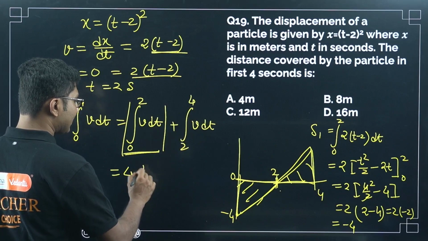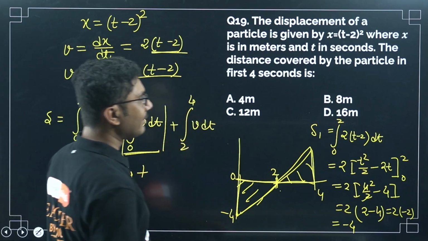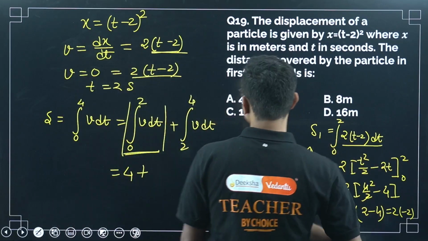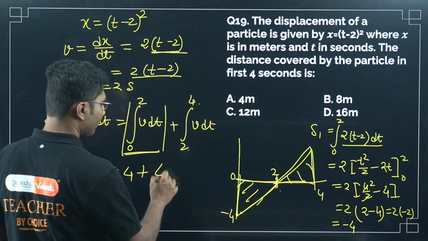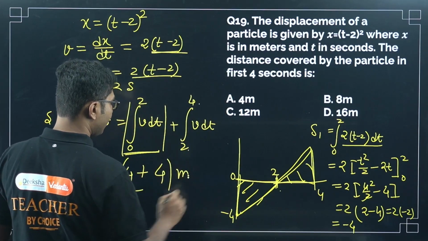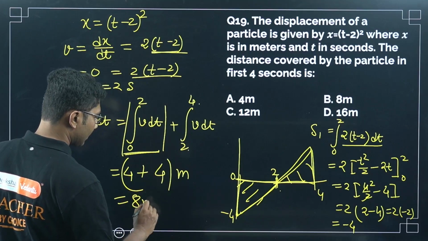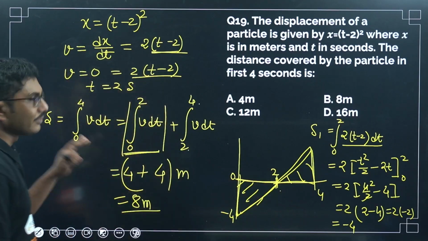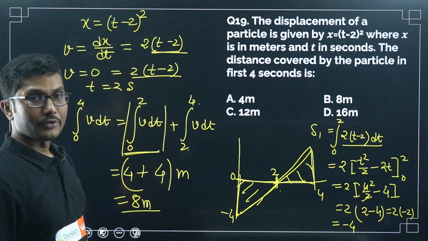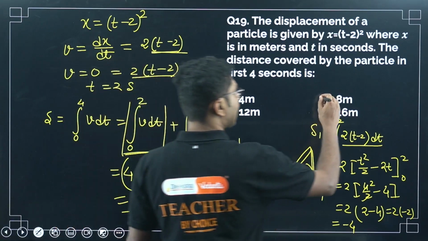Similarly, if you do the integration, you can check, the same function, the limit will be now 2 to 4. In that case, you will get another 4. So the total displacement will be 8 meters. You can solve this either geometrically or mathematically, whichever way you are comfortable with, but the correct answer will be 8 meters.